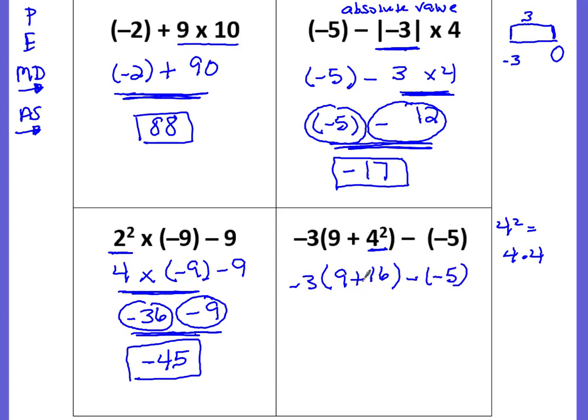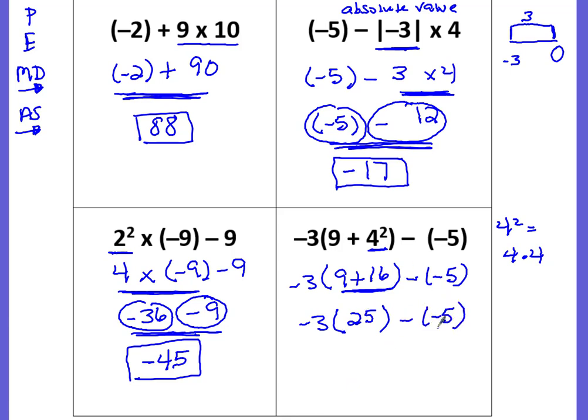I'm not done with this parentheses. I now need to add. So that's my next step. I underline it. 9 plus 16 is 25. So now I have -3. And what does it mean when you have a number touching parentheses with no symbol in between? It means multiplication, right? So you could put a multiplication symbol here, or the mathematician way would be to keep it in parentheses. Then bring down the minus and -5.